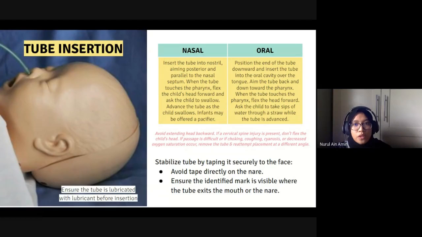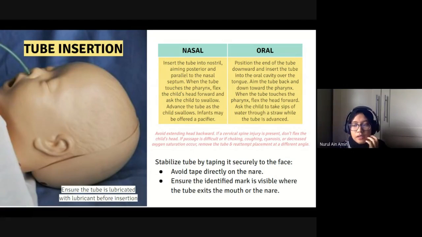So when the tube touches the pharynx, you try to flex the head forward. And then if the child is cooperative, ask the child to take sips of water using the straw while the tube is advanced, so we can increase the tube going down, while swallowing. Okay. Next, after insertion, you should stabilize the tube by taping it securely to the face. So we can use the tape.